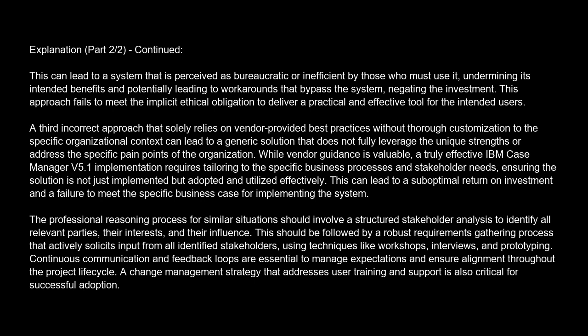The professional reasoning process for similar situations should involve a structured stakeholder analysis to identify all relevant parties, their interests, and their influence. This should be followed by a robust requirements gathering process that actively solicits input from all identified stakeholders, using techniques like workshops, interviews, and prototyping. Continuous communication and feedback loops are essential to manage expectations and ensure alignment throughout the project lifecycle. A change management strategy that addresses user training and support is also critical for successful adoption.